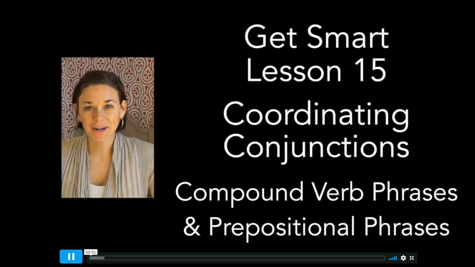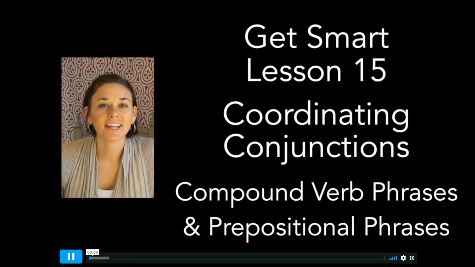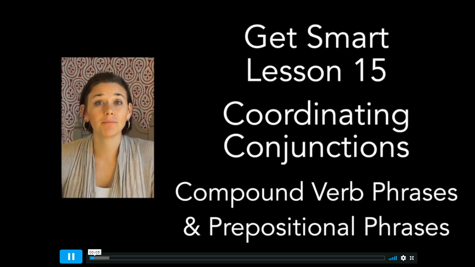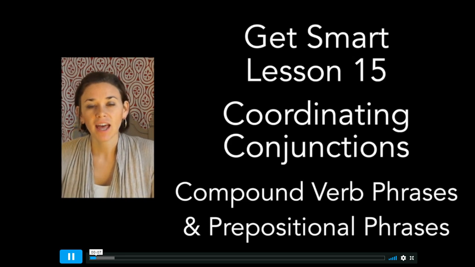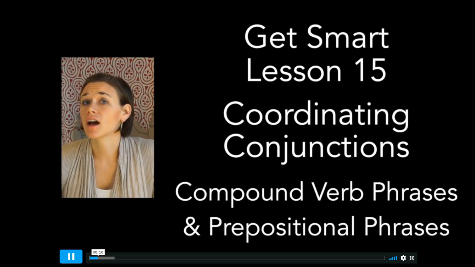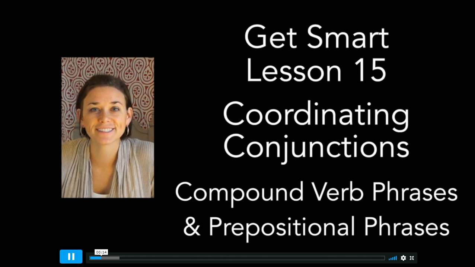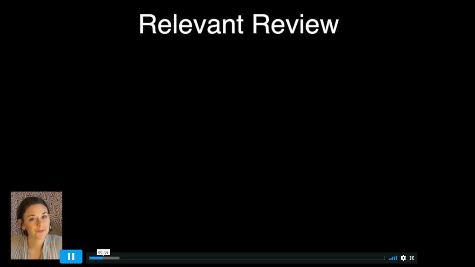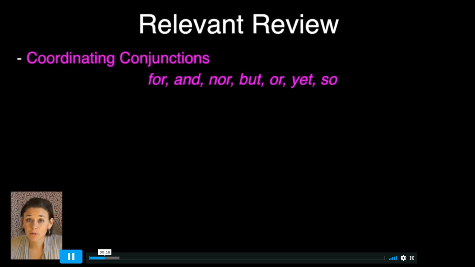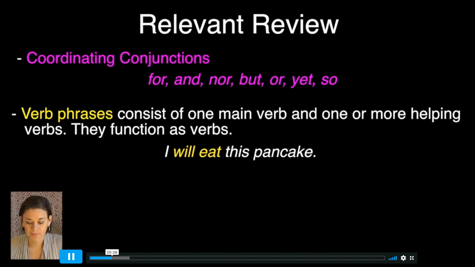Welcome back to Get Smart. You are on lesson 15, where we will continue talking about coordinating conjunctions. And in today's lesson, you are going to learn how to diagram compound verb phrases and compound prepositional phrases. Let's start with some review. The 7 coordinating conjunctions are for, and, nor, but, or, yet, and so.